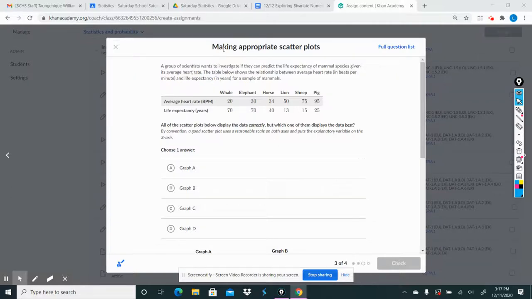Okay, this video is about making appropriate scatter plots. A group of scientists wants to investigate if they can predict the life expectancy of mammal species given its average heart rate. The table below shows the relationship between average heart rate in beats per minute and the life expectancy in years for a sample of mammals.